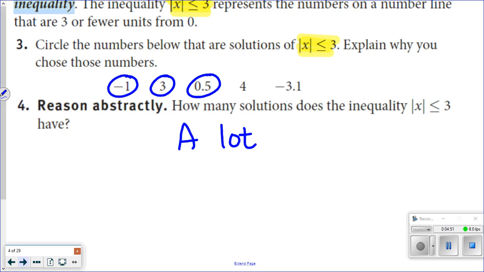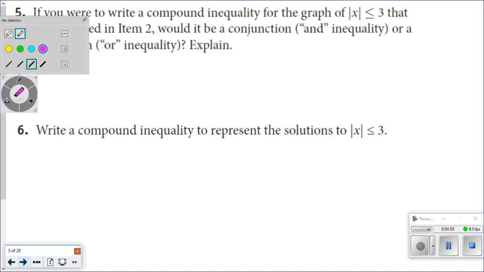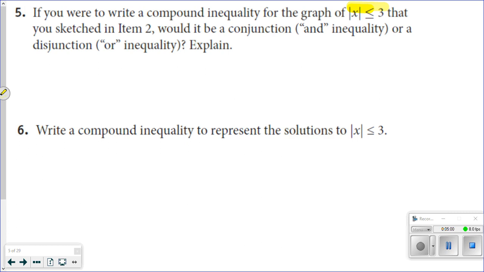Question 5. If you were to write a compound inequality for the graph of, still dealing with the same absolute value inequality, so the absolute value of x is less than or equal to 3. And we sketched this in question 2. We talked about it in question 3 and 4. Do you think this would be a conjunction, which is an and inequality, or a disjunction, which is an or inequality? And then please explain why. Go back up to your graph in question 2.